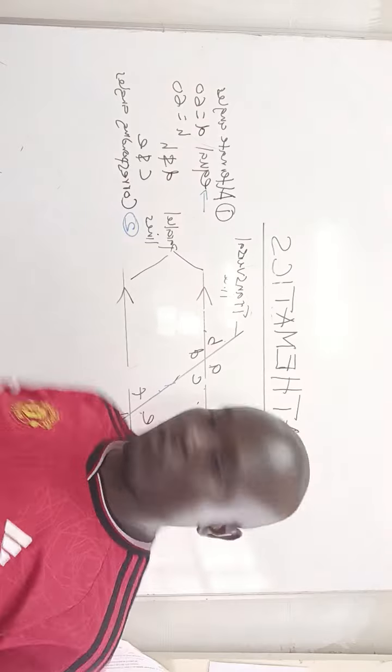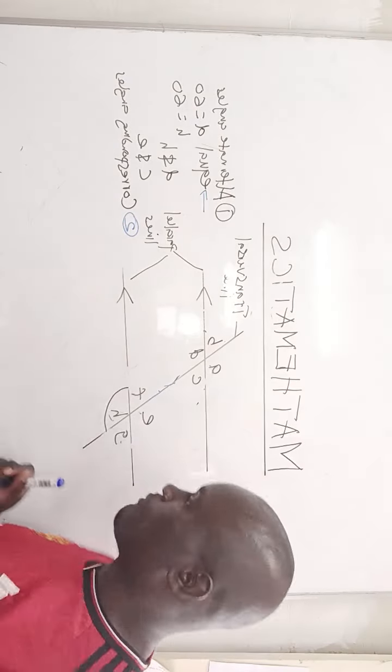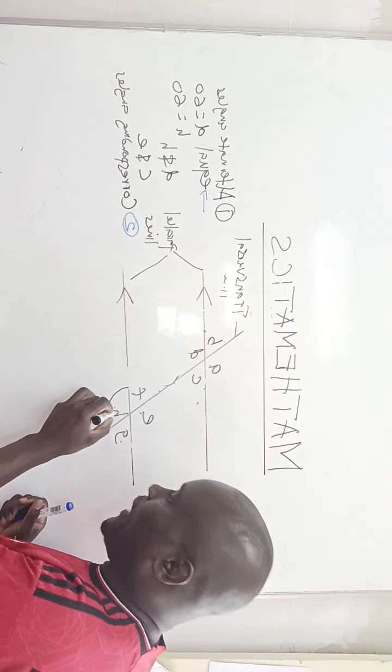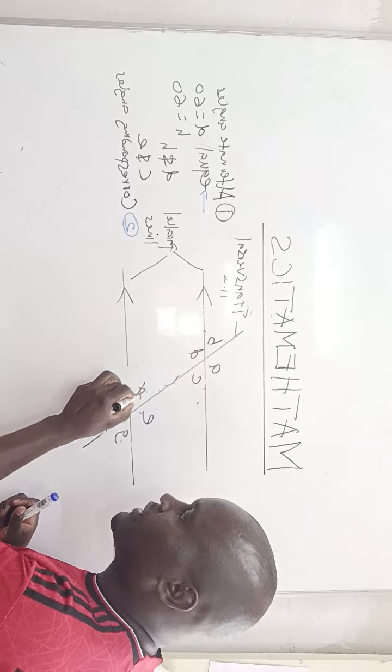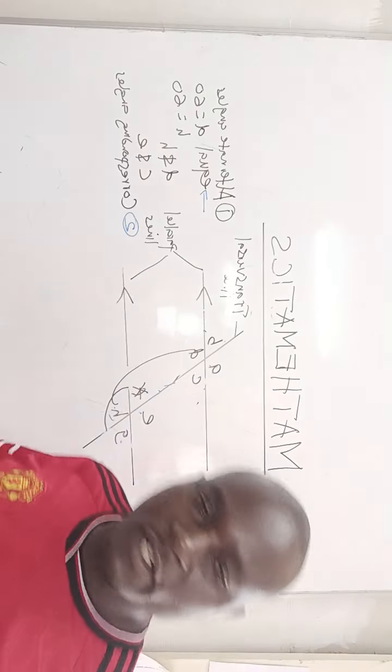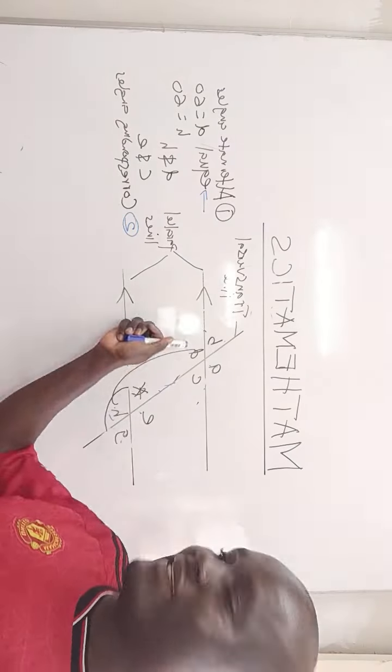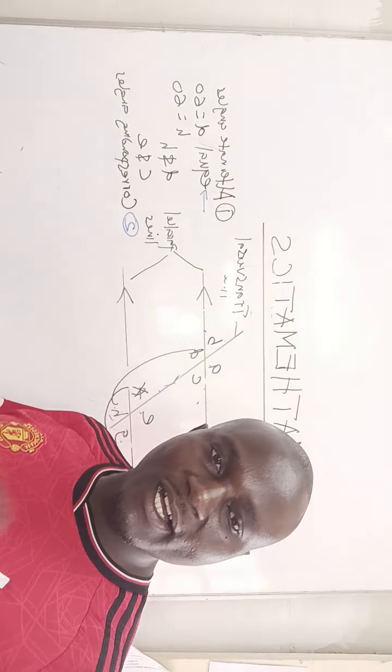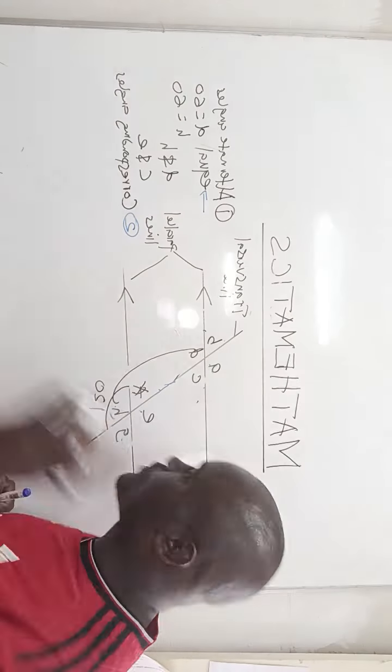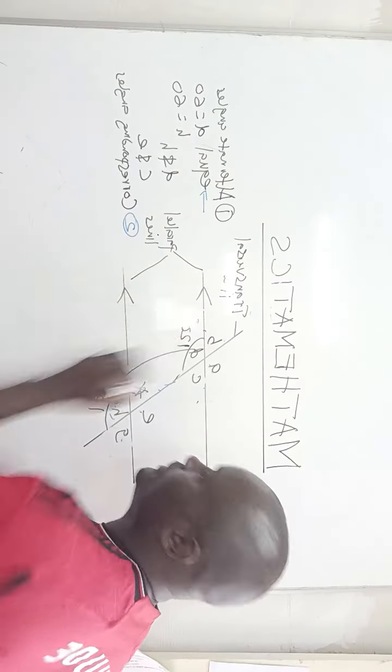How do we locate corresponding angles? For example, this angle H. You skip one angle. F, H, and D. You skip this angle here. So H and D are called corresponding angles. And as I say, corresponding angles are equal. If this one is 120, H is 120, and D is also 120 degrees.